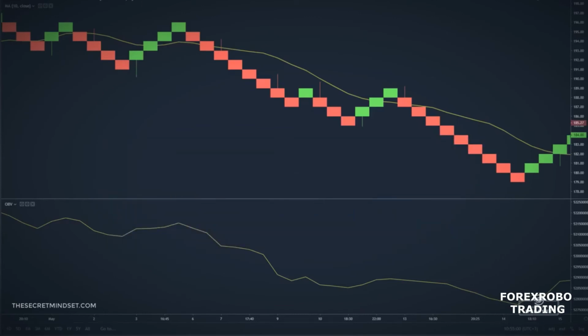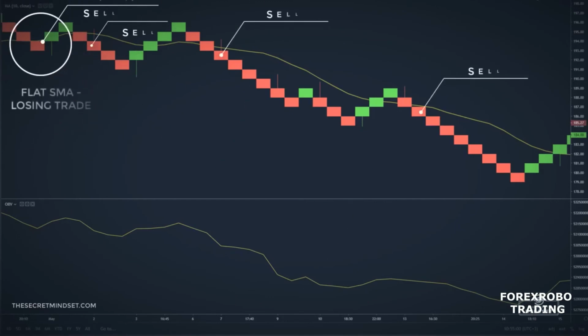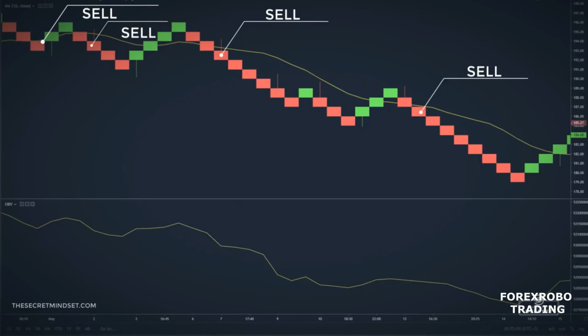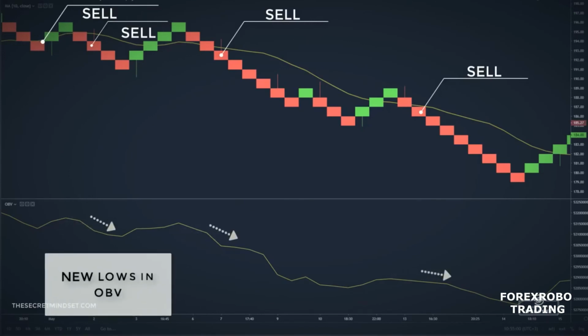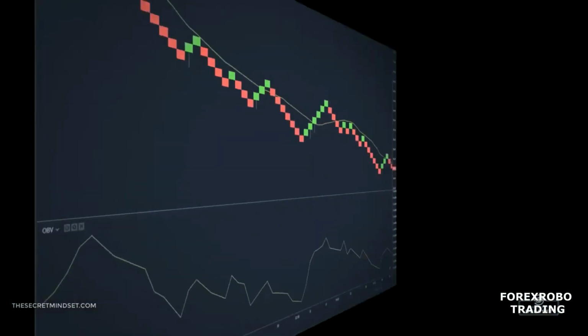In our example, we had 4 signals. The first one was a losing trade, but we could easily avoid it if we looked at the slope of the simple moving average, which was flat. The next 3 signals were successful, as the price and the OBV went head to head, and the price was making lower lows and lower highs.